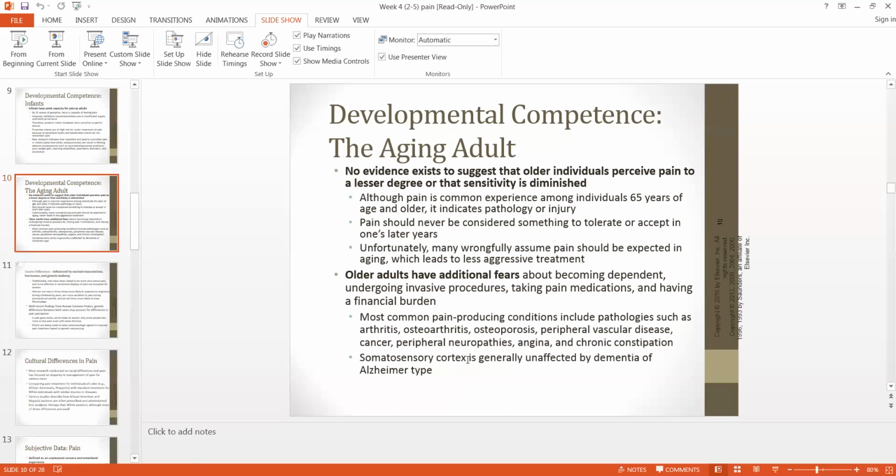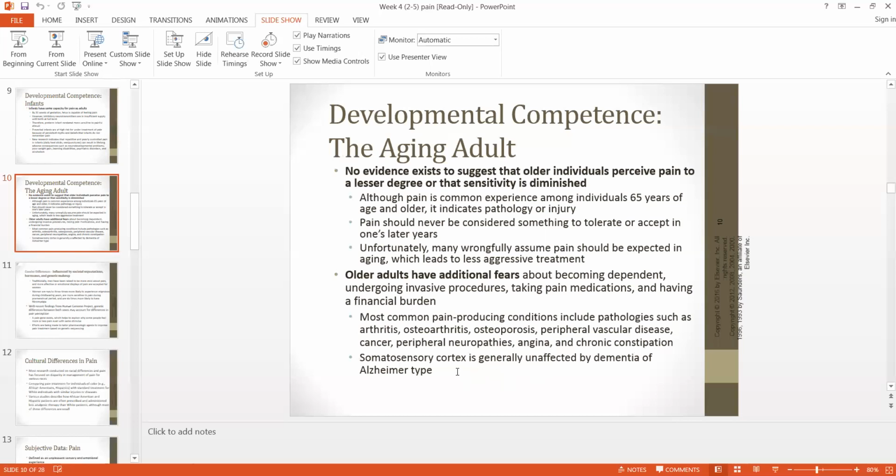Somatosensory cortex, let's pull that apart. The cortex is the surface of an organ. Somato is the feeling, that conscious feeling, not autonomic, but somatosensory. And sensory is that picking up of the pain, which is not affected by dementia.